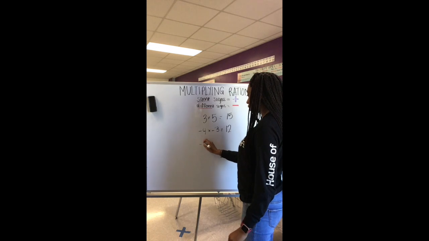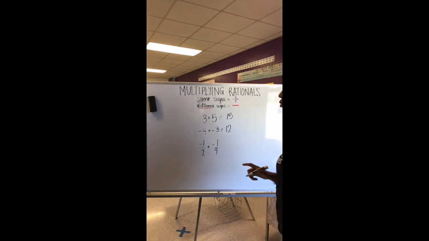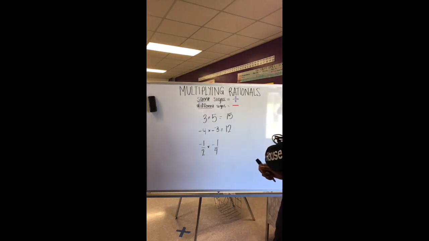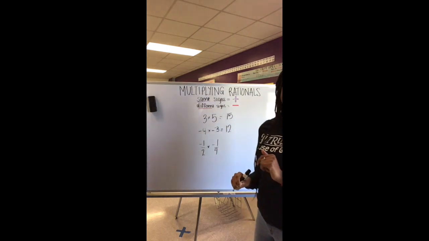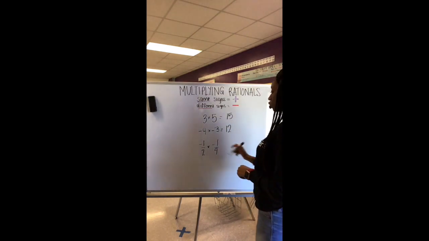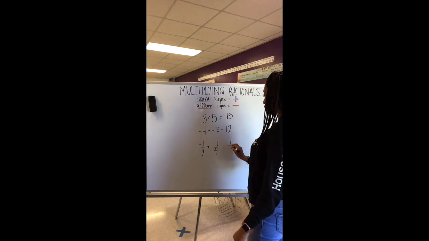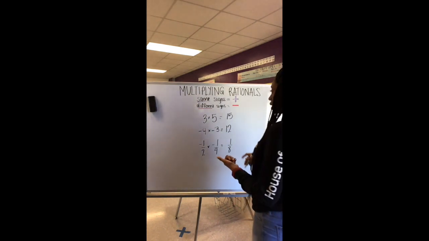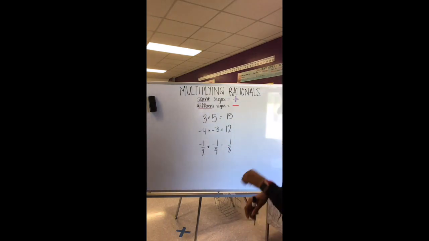What if we had negative 1/2 times negative 1/4? First of all, we gotta figure out if our number is going to be positive or negative. They have the same signs, and same signs give us a positive. Then we multiply fractions straight across. 1 times 1 is 1, 2 times 4 is 8. So what really happened was we just multiplied fractions, and then we had to see that they both were negative, so our answer is positive. That's pretty easy.